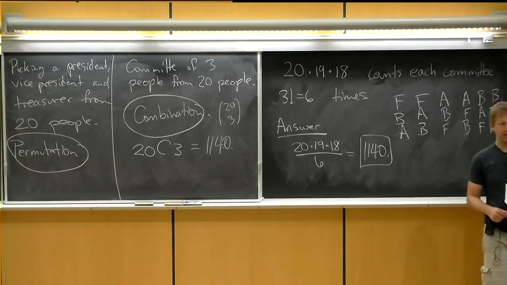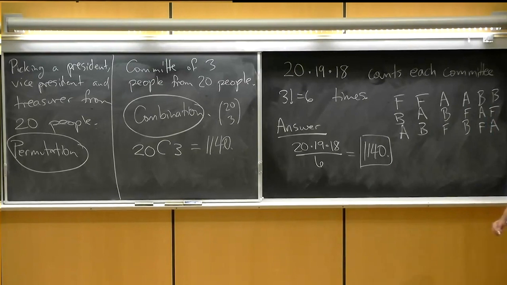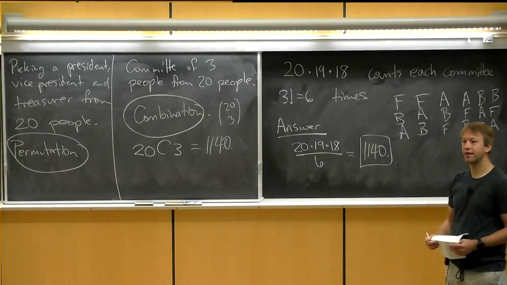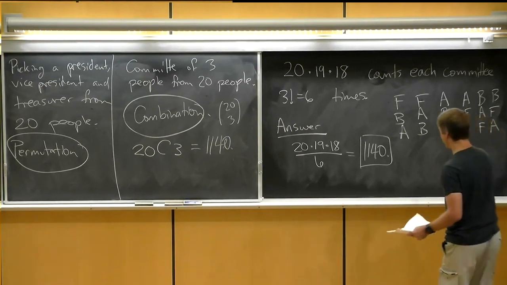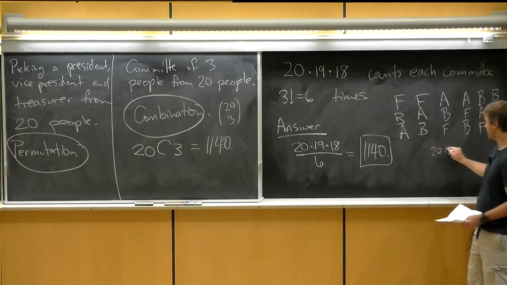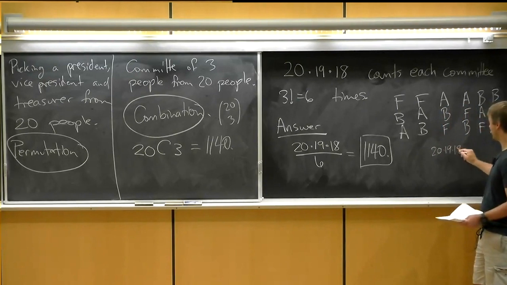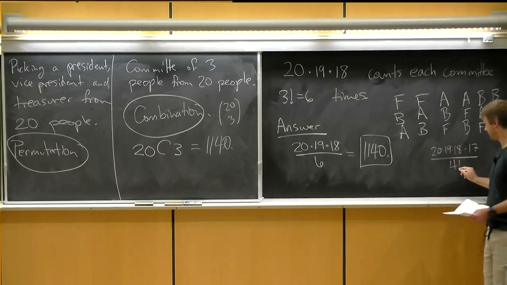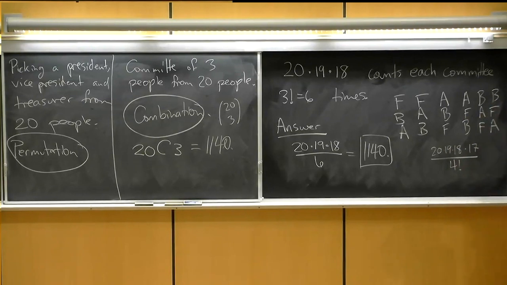Okay. Any questions about that? Yeah? Yeah, so if there were 4 people in the committee, you'd do 20 times 19 times 18 times 17, and then divide it by 4 factorial. Yeah. Good. Any other questions?